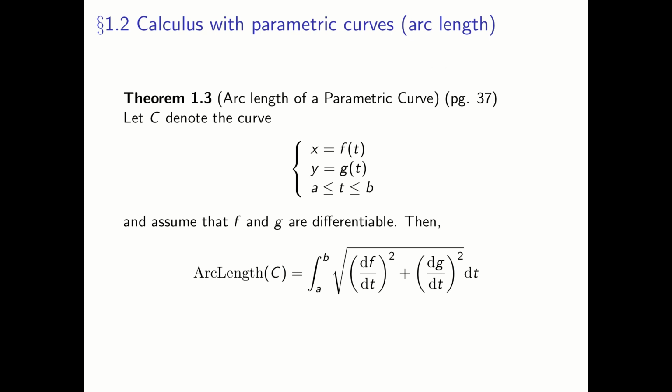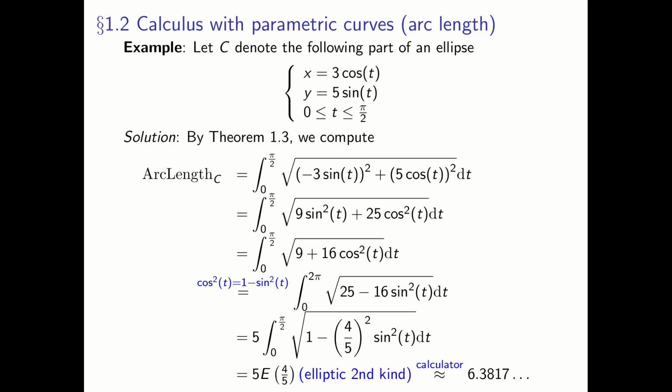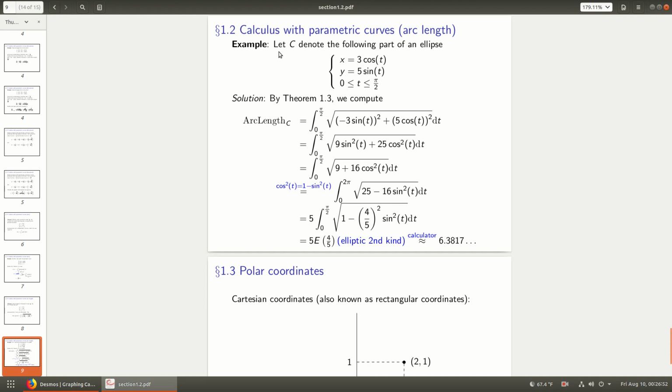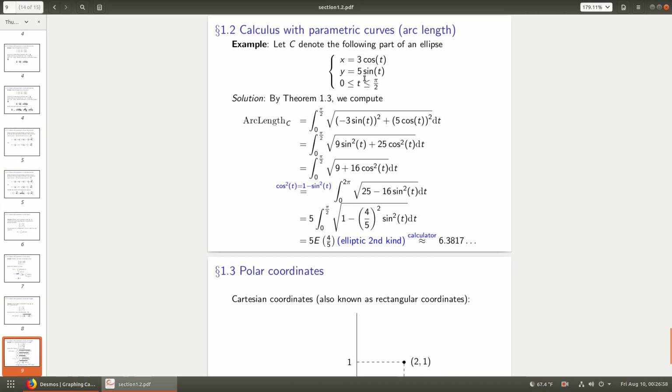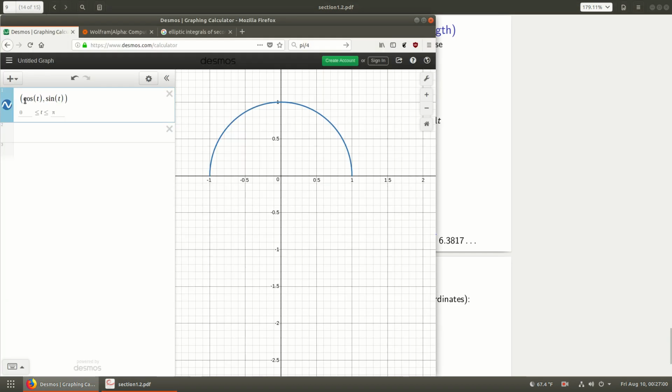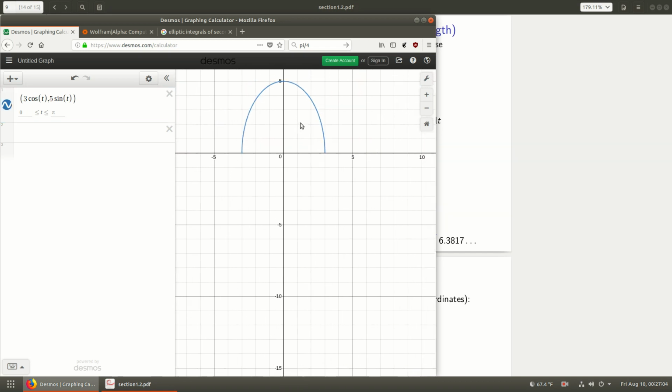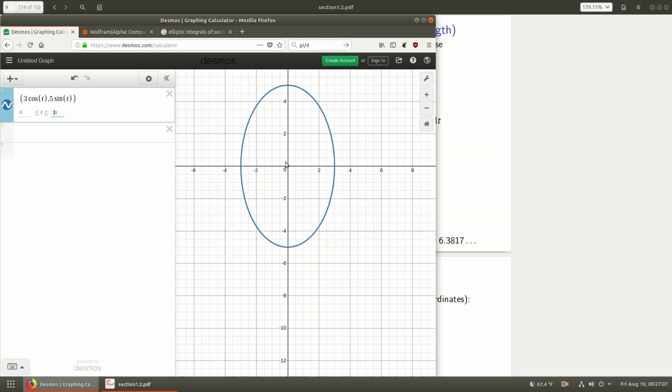But again, the details aren't important. What is important is the formula and what happens. So, okay, let's consider an ellipse. Now, an ellipse is a circle, but instead of just cosine and sine, I have different coefficients in the x and y direction. So if I put a 3 on the cosine, a 5 on the sine, and let me go to 2 pi, I get this ellipse.